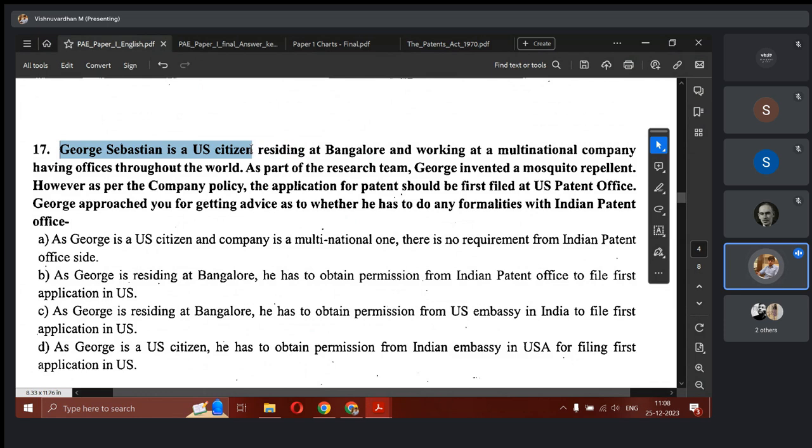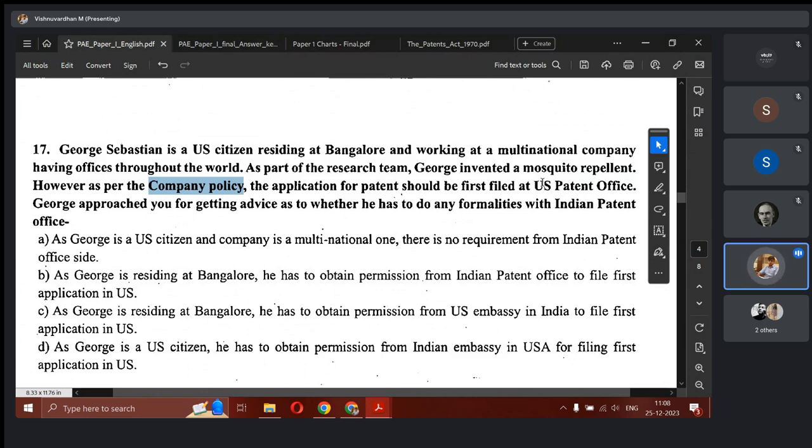George Sebastian is a US citizen residing at Bangalore and working at an MNC having offices throughout the world. So the second the residing comes into play, you are an Indian resident, Patents Act applies. As part of the research team, George invented a mosquito repellent. However, as per the company policy, the application for patent should be first filed at US Patent Office. Okay, so his company policy tells that he has to file the first patent in the US Patent Office. But does Indian Patent Office care about his company policy? Of course not.